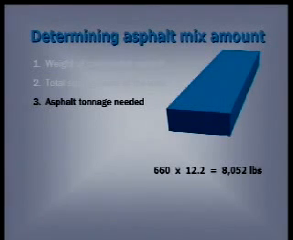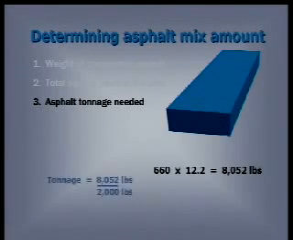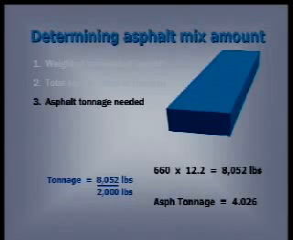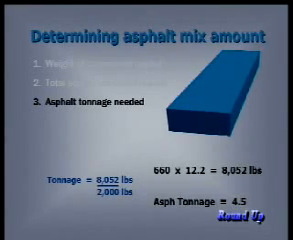Finally, we convert the total pounds of asphalt needed to tons. This is done by dividing the total pounds of asphalt needed by 2,000, since a ton equals 2,000 pounds. The result is the asphalt tonnage needed to make the repair. Please note, to ensure adequate material for the patch, round up the tonnage to the nearest ton or half ton.